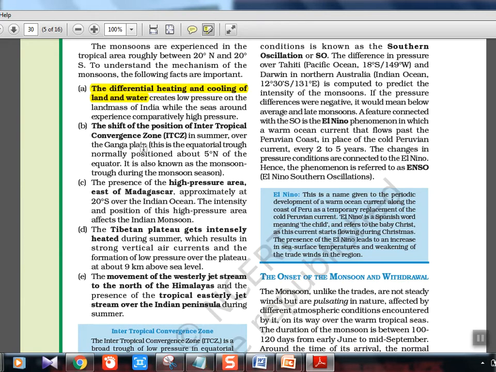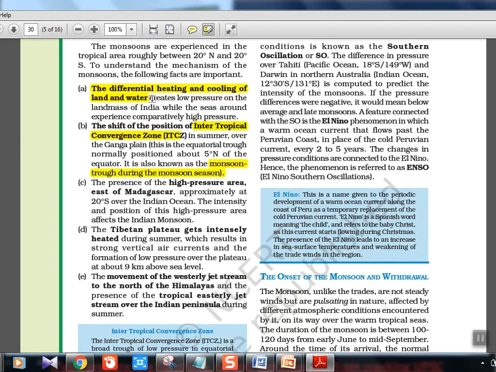This is the equatorial trough, normally positioned about 5 degree north of the equator. 5 degree north of the equator means it's near the south of India. On the Kerala coast and all, it is 8 degree. 8 degree onwards, I'm telling the latitude. 8 degree north. So this is the place where ITCZ is there. In summer there will be a shift, and that is also causing the monsoon. So you just understand the points alone now, don't go to details.